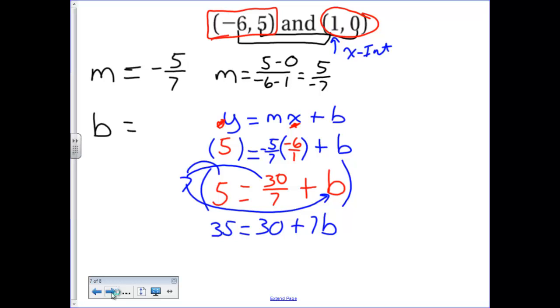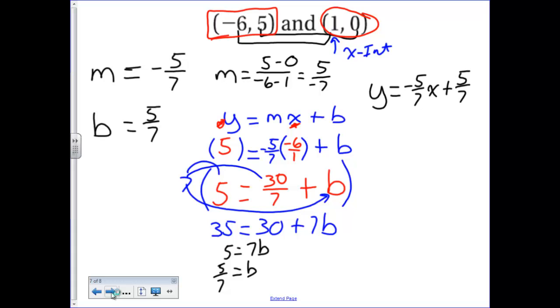Now all I got to do is solve for b. So subtract 30 from both sides, so 5 is equal to 7b, and then divide by 7 on both sides, so b equals 5/7. So 5/7. It's not a pretty y-intercept, but it is the correct one. All I got to do now is write my equation. So y equals, my slope is negative 5/7 x plus 5/7 is my y-intercept or b value. And this ends up being my equation from those 2 points.